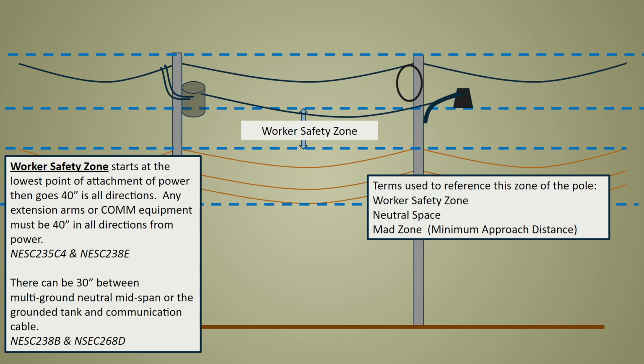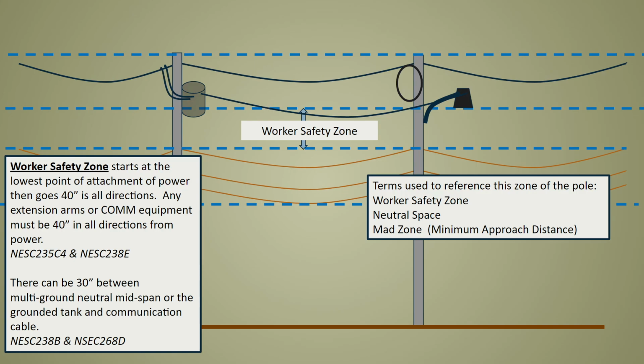That worker safety zone is 40 inches. On every pole, it's always 40 inches. There's only a few exceptions to that rule. For instance, like I told you in the previous slide, that multi-ground neutral, there are instances where they will let them be 30 inches apart, but for the most case, you should always assume 40 inches.